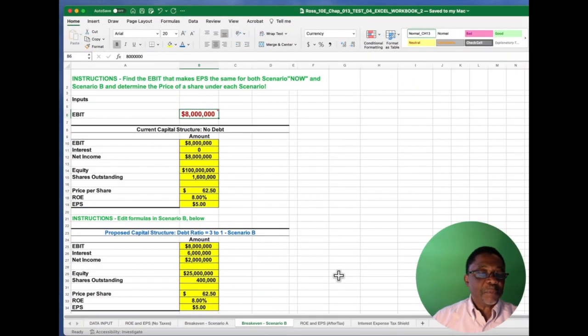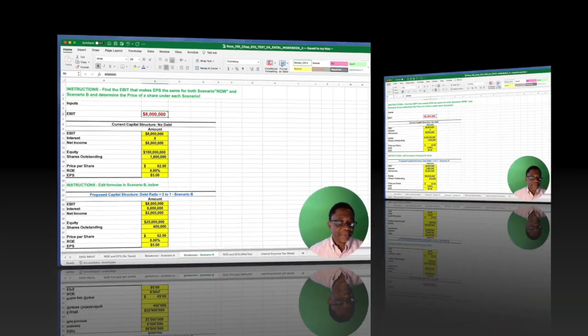This worksheet, break-even scenario B, looks at the capital structure when we have no debt versus a capital structure where we have a 3:1 debt to equity ratio. And again, we're trying to determine what level of EBIT makes earnings per share the same for both of these scenarios, the scenario with no debt and the scenario with a debt to equity ratio of 3:1.